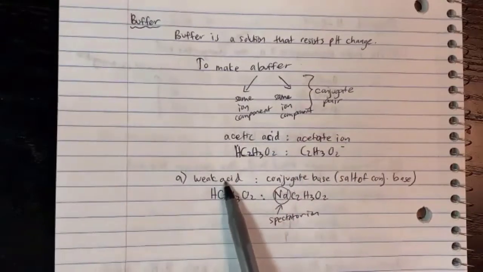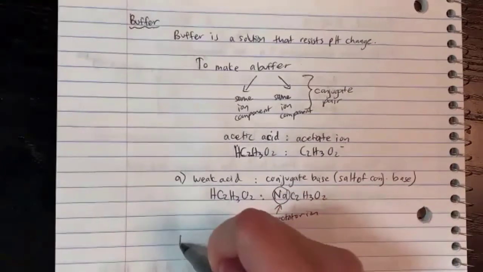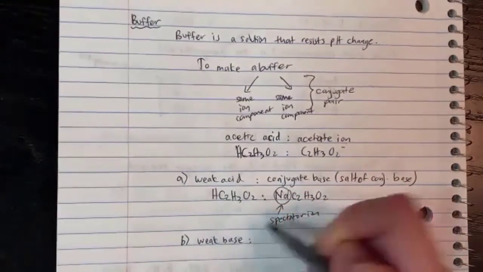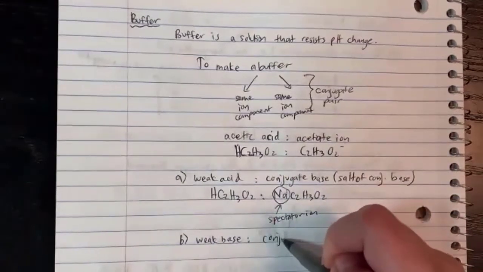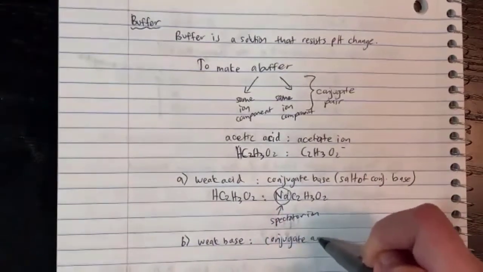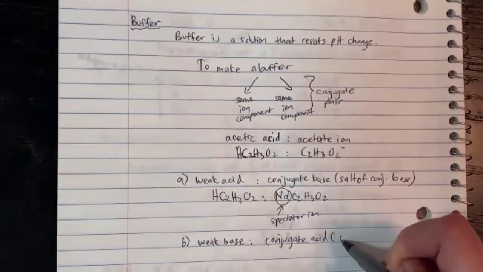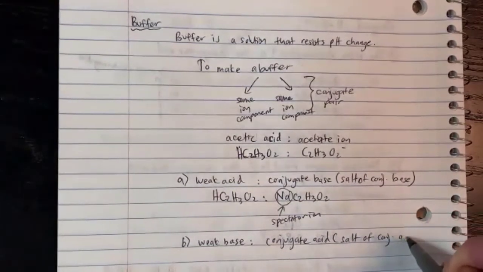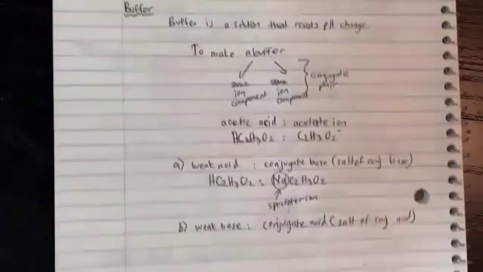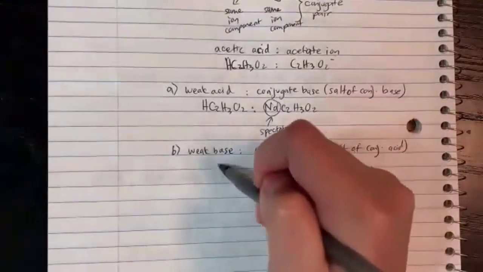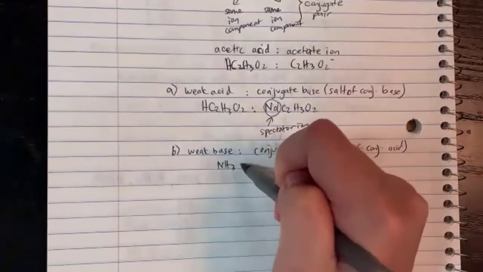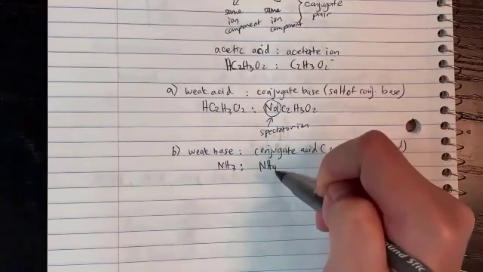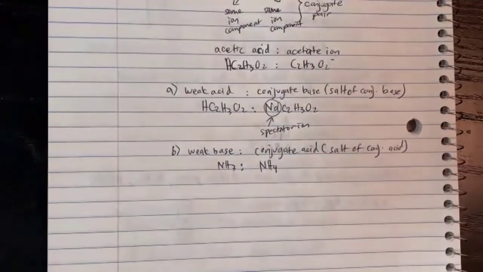Now this is if you have a weak acid and a conjugate base. What if you had a weak base? Can you still make a buffer? Yes. We have a weak base. We have to pair it with the conjugate acid. And really, it's the salt of the conjugate acid. Okay, so example, weak base ammonia. What's the ion that comes with it? Ammonium, NH4 positive, right?